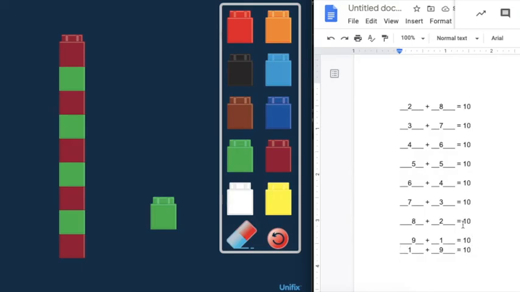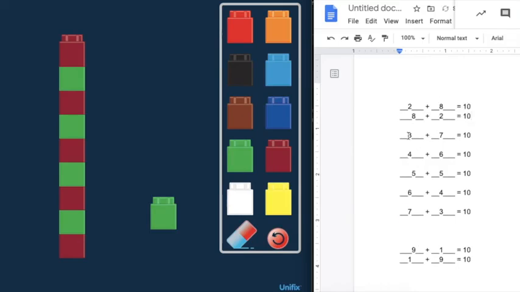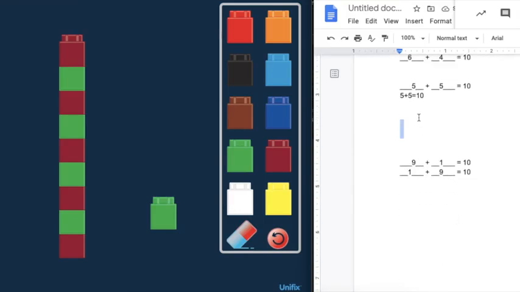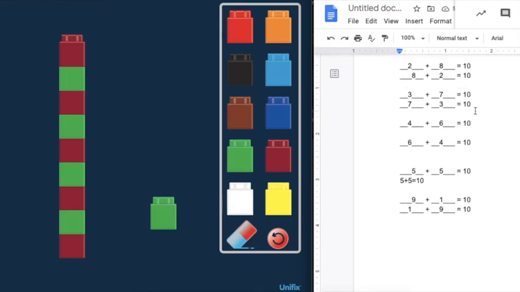2 plus 8 equals 10. Just like 8 plus 2 equals 10. 3 plus 7 equals 10. Just like 7 plus 3 equals 10. 4 plus 6 equals 10. Just like 6 plus 4 equals 10. 5 plus 5 equals 10. Now, as long as we're going in the pattern, it's going to stay the same.